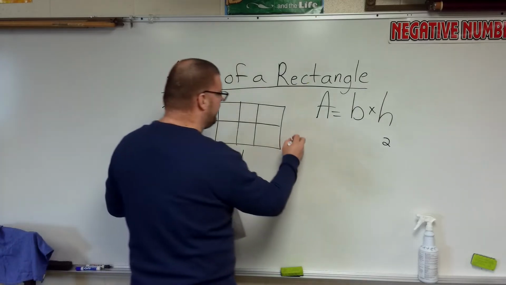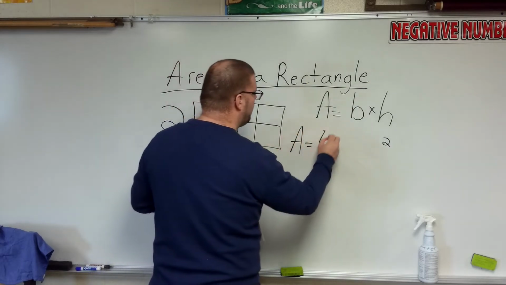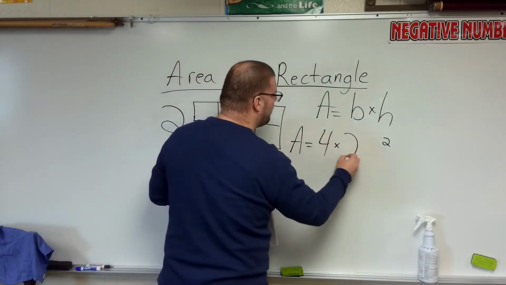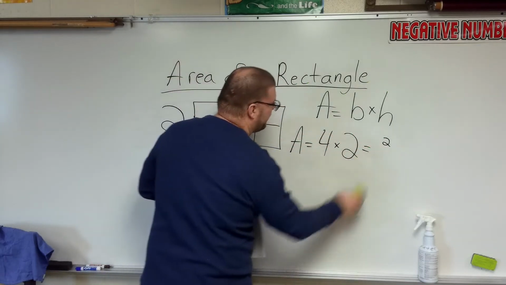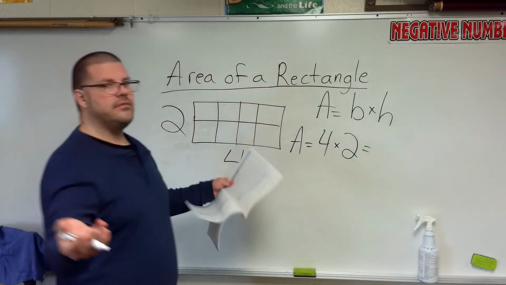So if I look at it, here I have area equals my base was 4 times my height was 2 equals, I need a little bit more room. 4 times 2 is, everyone should say, 8.